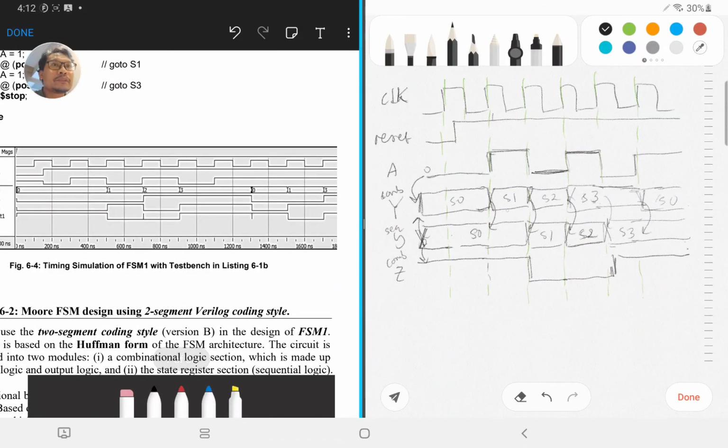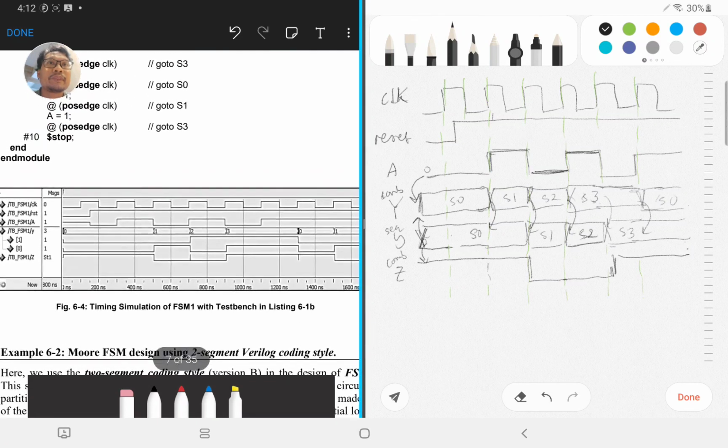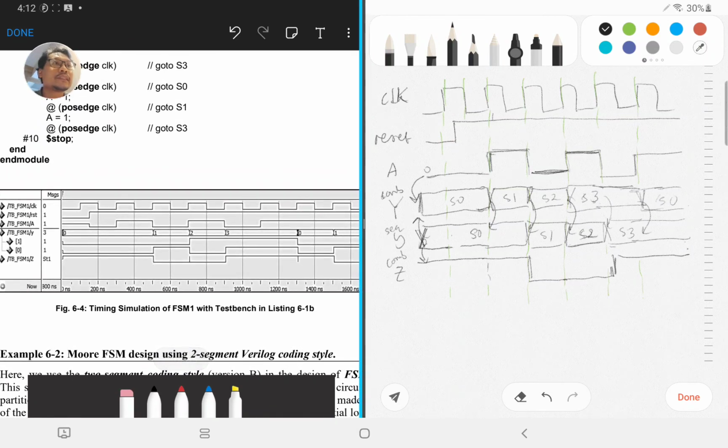So 0, 1, 2, 3 for 2 clock, and then back to 0, and then we have that, like so. I think that's it. You need to know how to analyze the timing diagram, looking at the clock and which one is combinational, which one is sequential, and you need to understand how the flow actually works in the timing form. I think that's it for this part of the video.